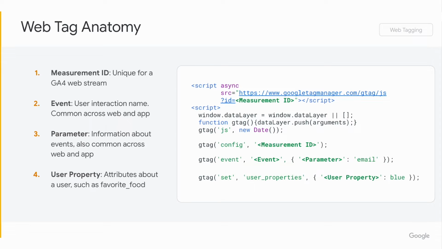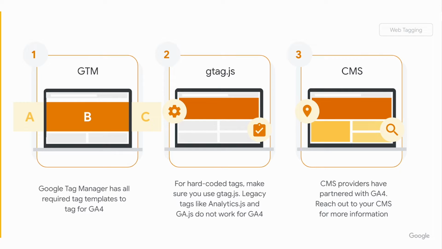But the important thing here, again, is you're going to add a code snippet to your website, and make sure you add these key elements on there, especially that measurement ID. When you're thinking about setting all of this up, there are multiple routes to take because gtag.js doesn't always work for every scenario. Let's talk about each one of these.